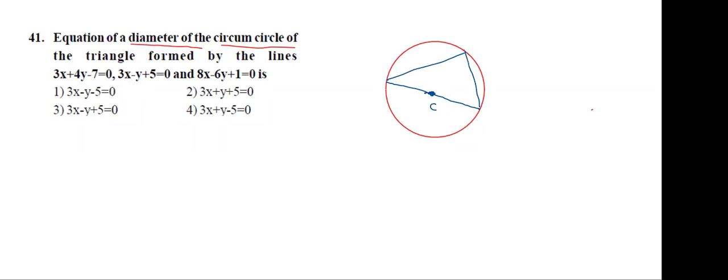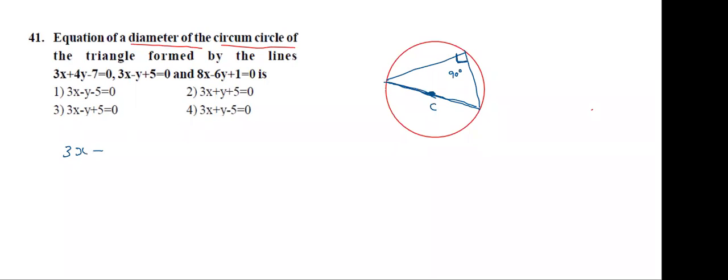Tell me, these two lines are perpendicular. We know very well, angle in a semicircle is a right angle. Yes or no? These two lines are perpendicular, which means the hypotenuse is the diameter. Yes or no? Now, see the question, three equations are given.